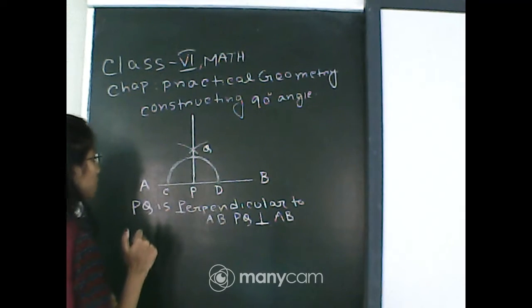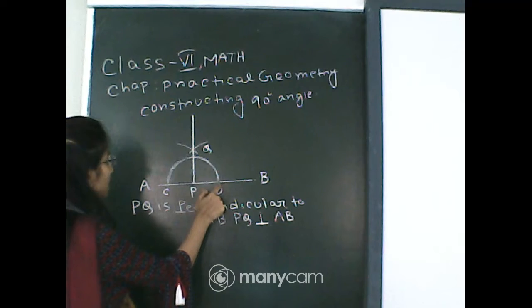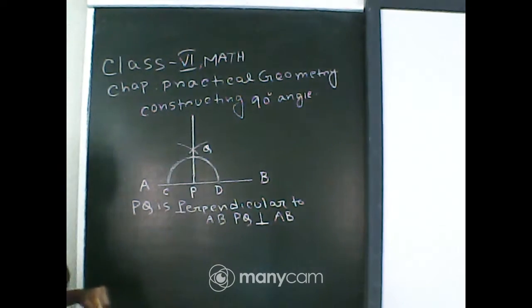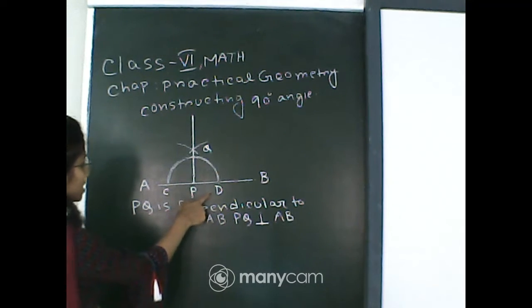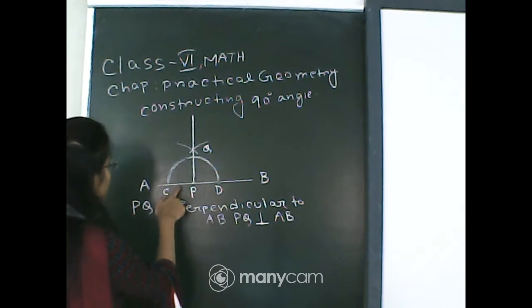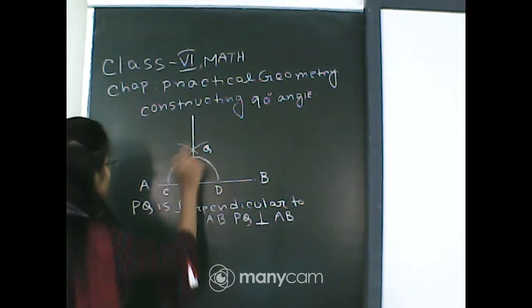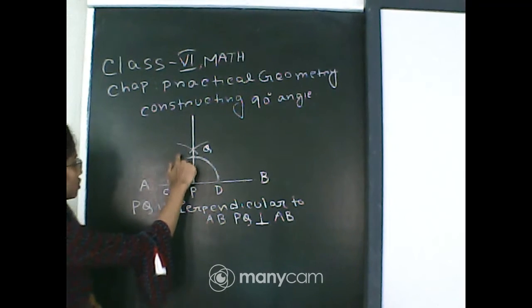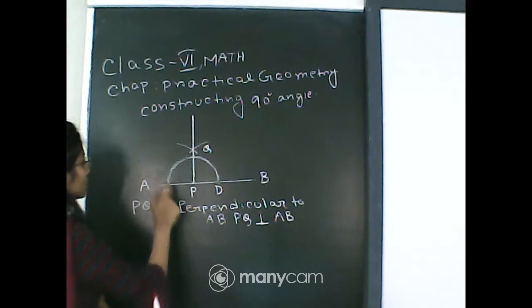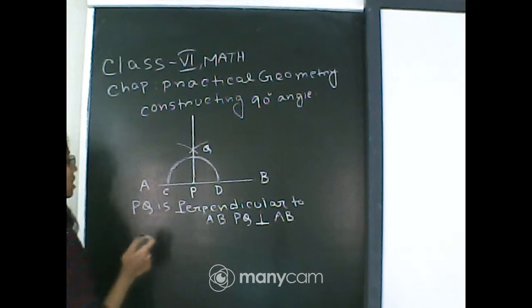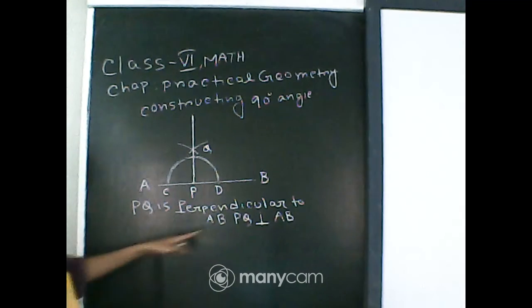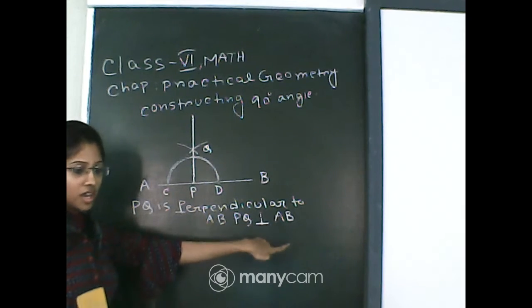Now, place the pointer of compasses at D and take the radius more than DP and draw an arc. Similarly, with C as center and with the same radius, we draw another arc. Suppose these two arcs intersect at Q. Now, join P and Q. Therefore, PQ is perpendicular to AB and we can write it as PQ perpendicular to AB.